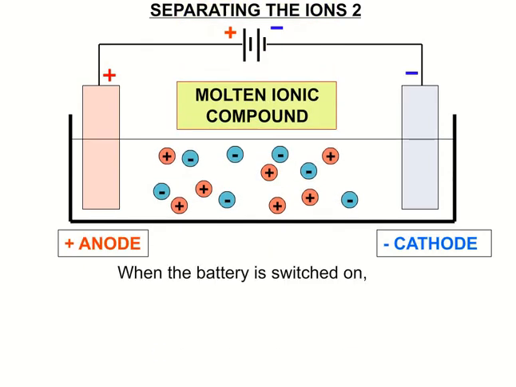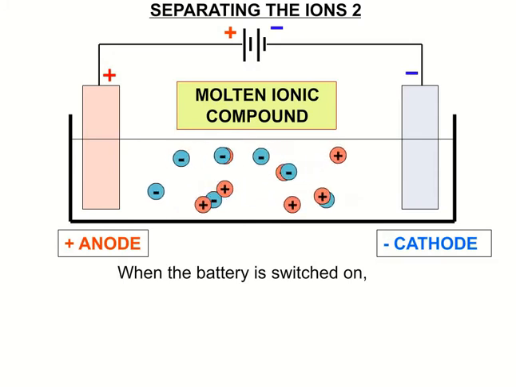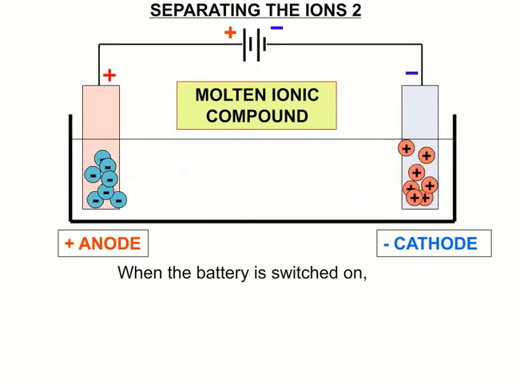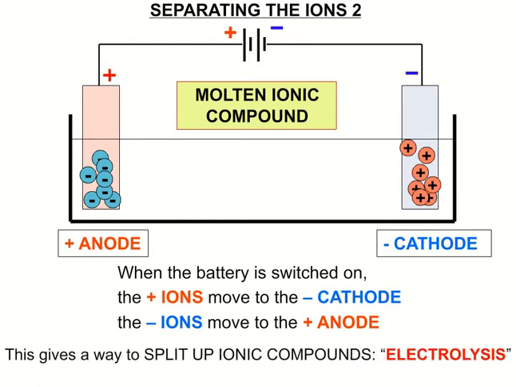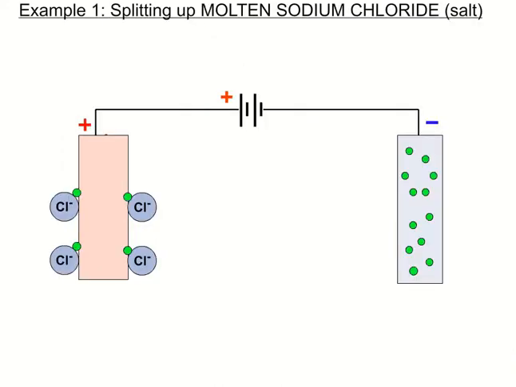A molten ionic compound is taken and a battery is switched on. Positively charged ions go towards the cathode, negatively charged ions go to the anode. This gives us a way to split up ionic compounds. This is called electrolysis.